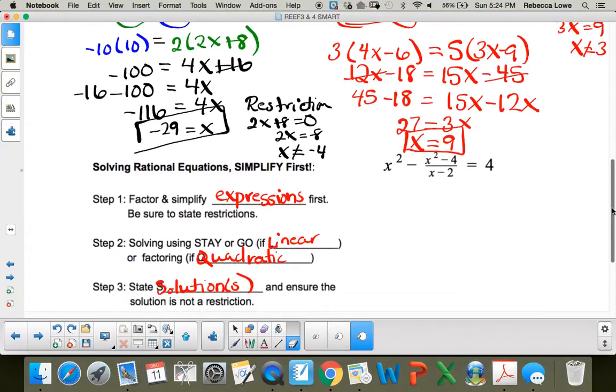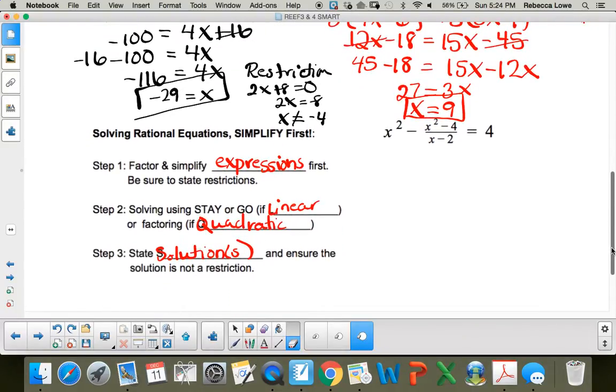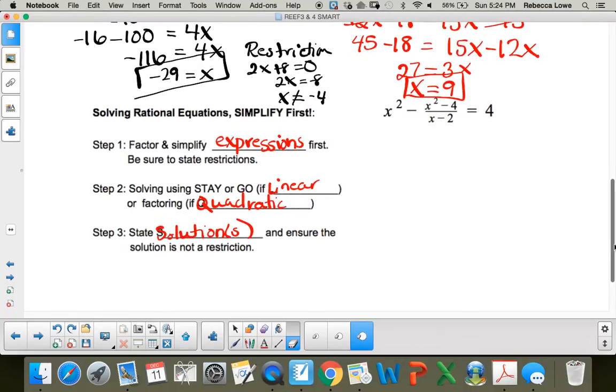We're going to do a little more complicated one. There's no one way to solve a rational equation. You just have to think, first of all, is it a proportion? If it is, great, I can cross multiply, but I might benefit from simplifying first. If it's not a proportion, which is like this case because I have x squared minus a rational expression, I want to possibly simplify first, and I'm going to do that.